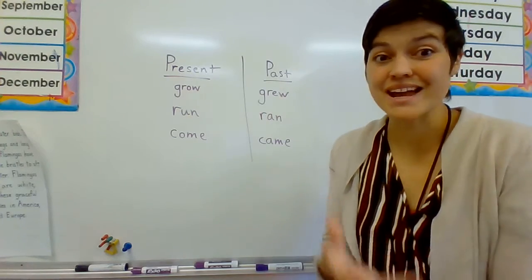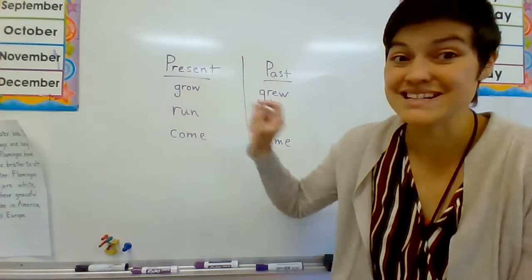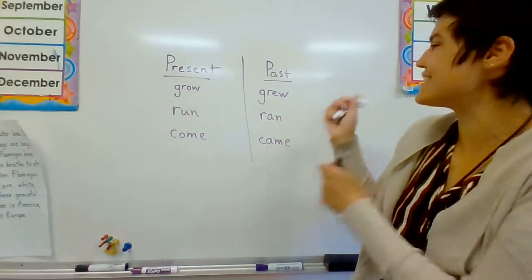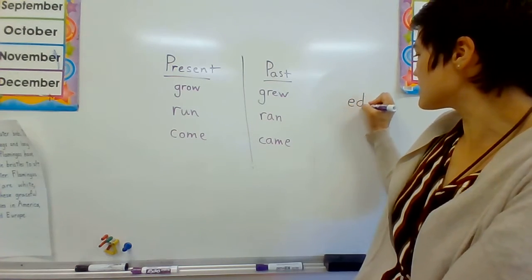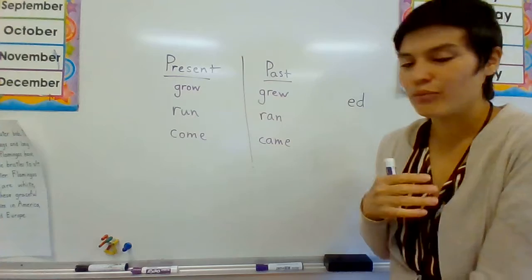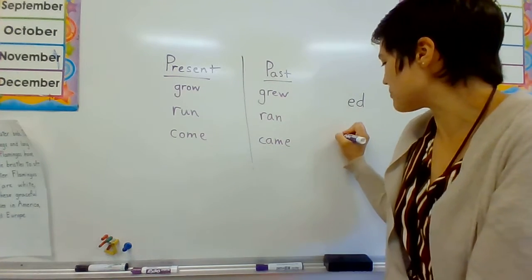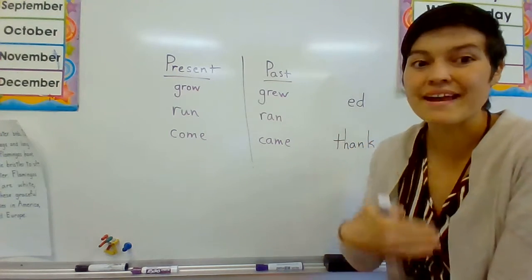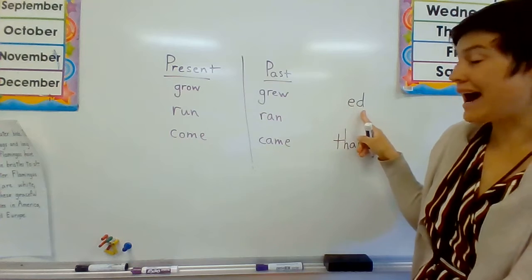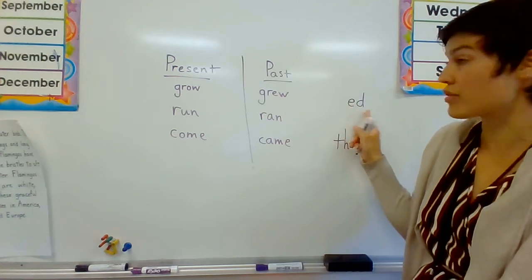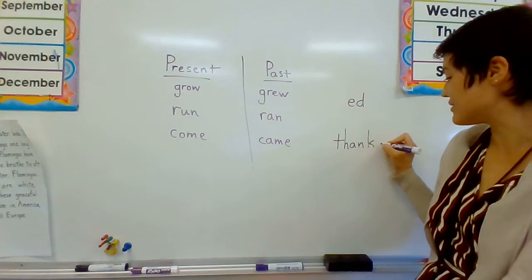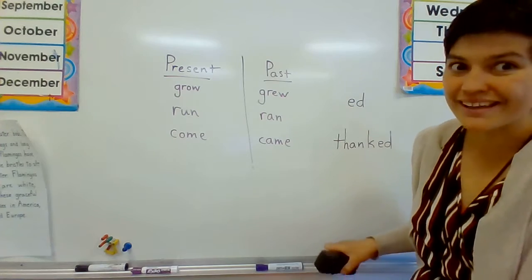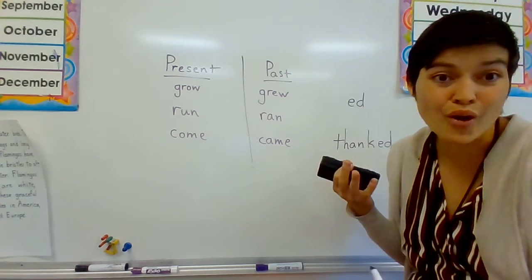We've learned in the past that usually in order to make a present tense verb a past tense verb, we just add the suffix or the word ending ed. So if I want to say thank you now, I would use the base word thank. If I thanked somebody in the past, I would write the suffix or the word ending ed. Thanked. I thanked him. Usually we can do that, but not with all verbs.